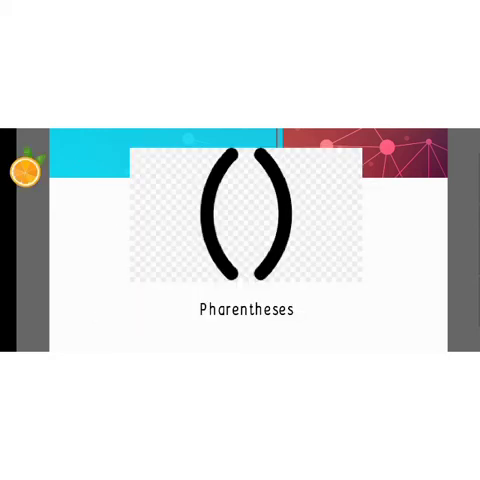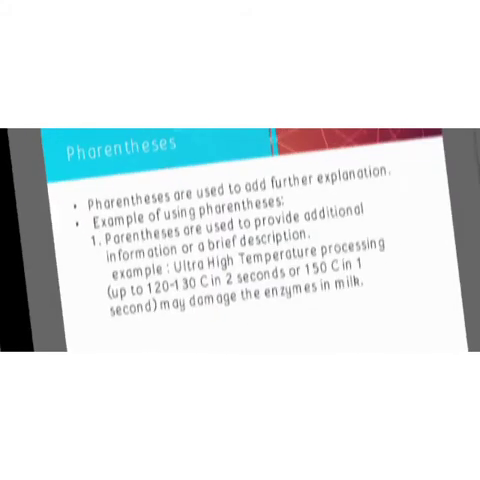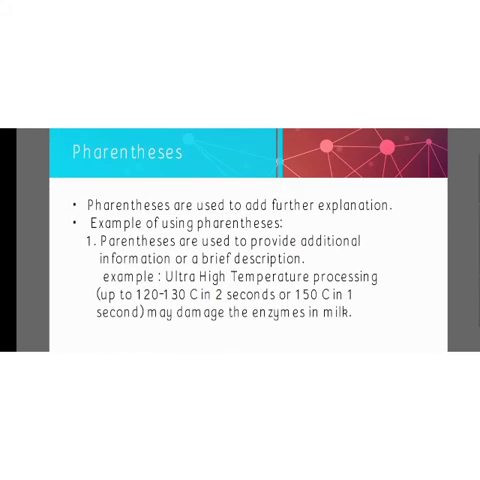The image above is the parenthesis symbol. Parentheses are used to add further explanation. Example of using parentheses: parentheses are used to provide additional information or a brief description. Example, ultra high temperature process (up to 120 or 130 C in 2 seconds or 150 C in 1 second) kills the enzymes in milk.